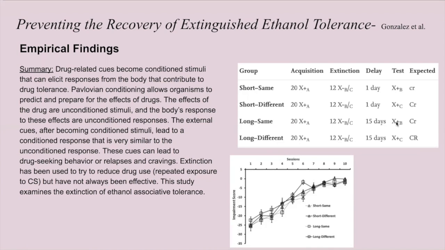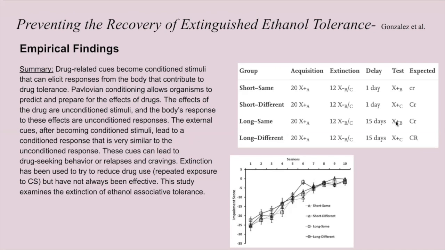The second study looked at preventing the recovery of extinguished alcohol tolerance, and this used a factorial design to look at the importance of context and also delay between when the drug was administered and when extinction occurred. Basically, the study found that mice had developed associative tolerance, and this tolerance was effectively extinguished as a result of extinction trials. It was also found that inducing a delay between the extinction and the reacquisition led to spontaneous recovery, and testing outside of the familiar context led to renewal.